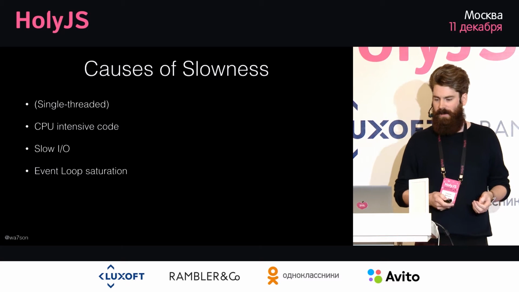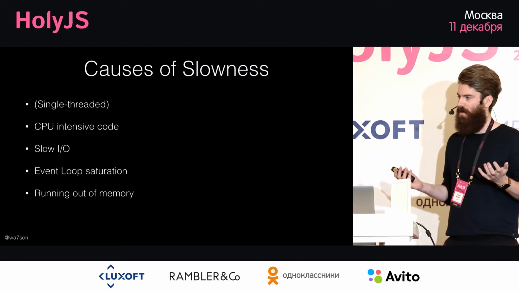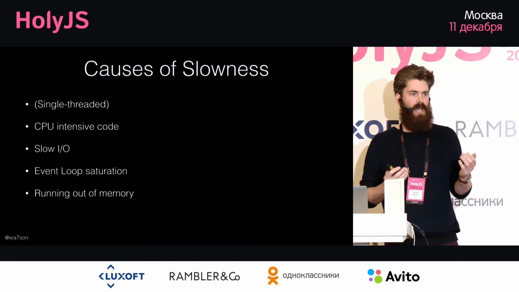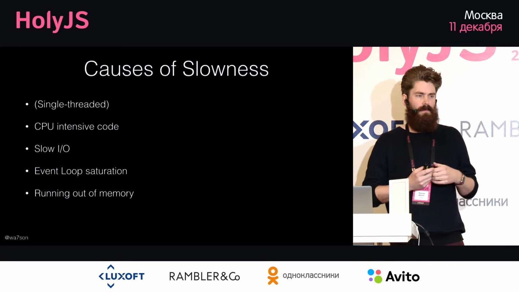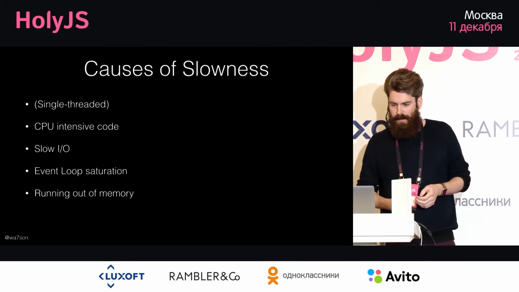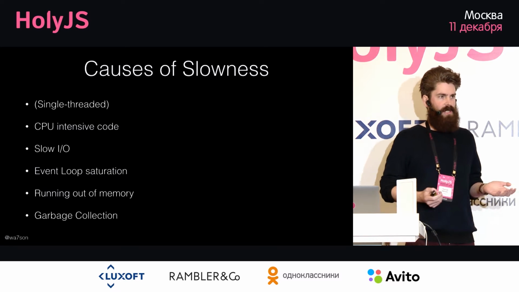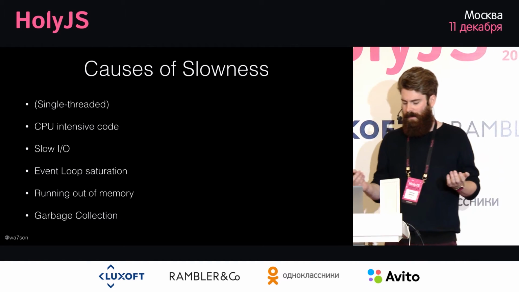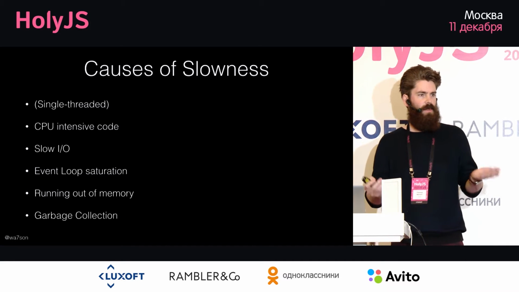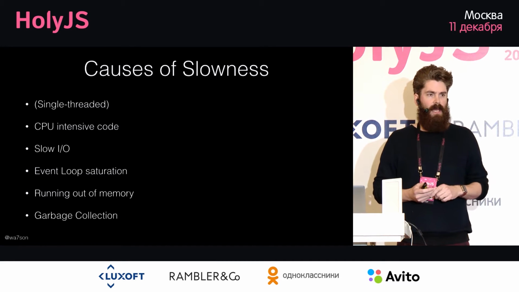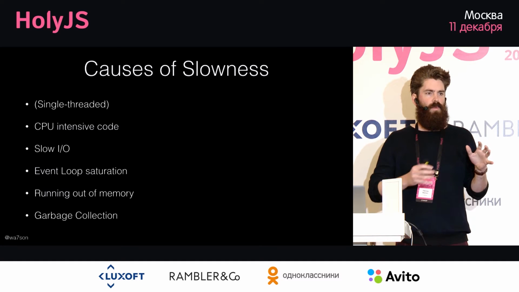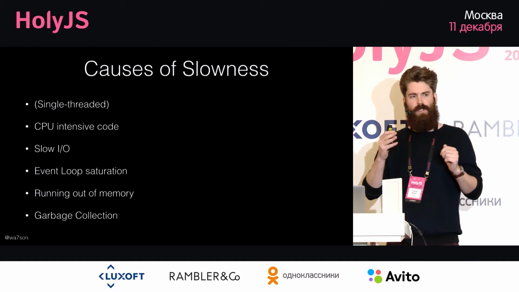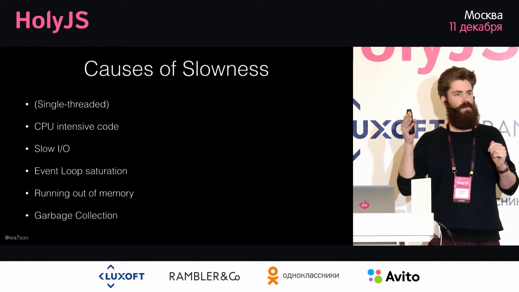So that can also slow down your app. Of course, running out of memory is also something that can slow down your app. It can even make your app completely unresponsive. And garbage collection, sometimes, it's not as much now as it used to be, but Node.js has what's called a stop-the-world garbage collector, which means that it will pause everything that Node is doing while it's garbage collecting. But it also does this at the very last moment in time.